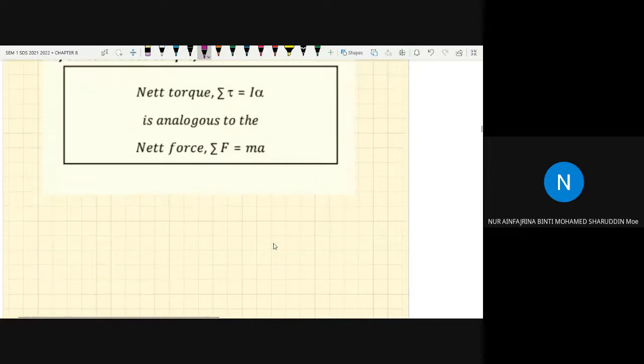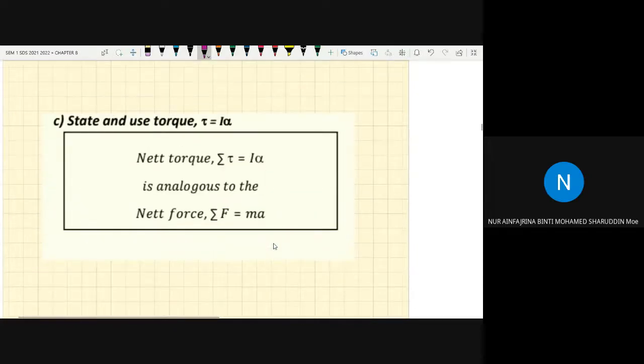Okay, next we are going to the next learning outcome. The next learning outcome is state and use torque. So we need to know how to state and how to use torque. But this time torque is not equal to 0. When the summation of torque equals 0, it means the object is in equilibrium, which relates to Newton's first law of motion. Okay, that's one for equilibrium.